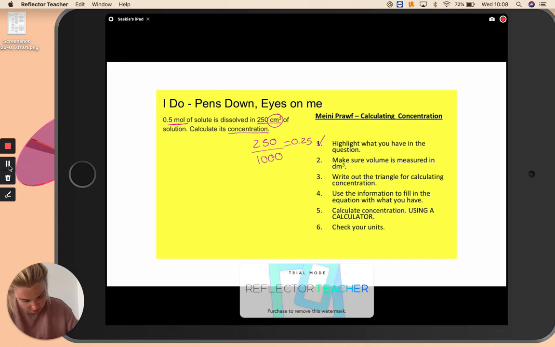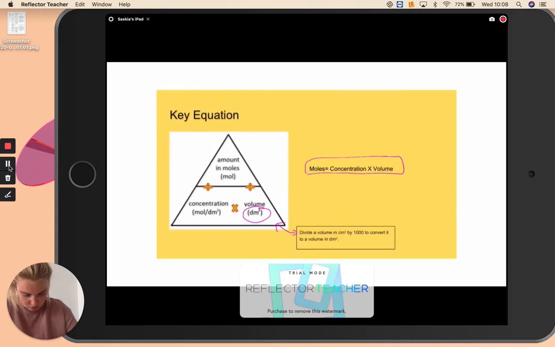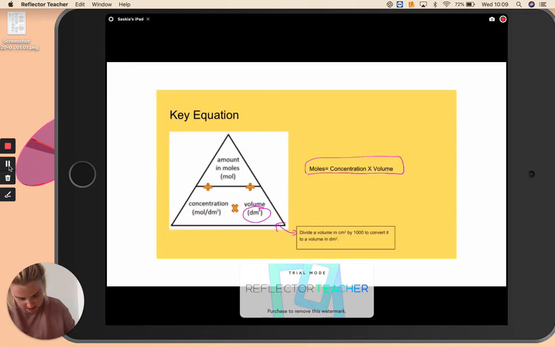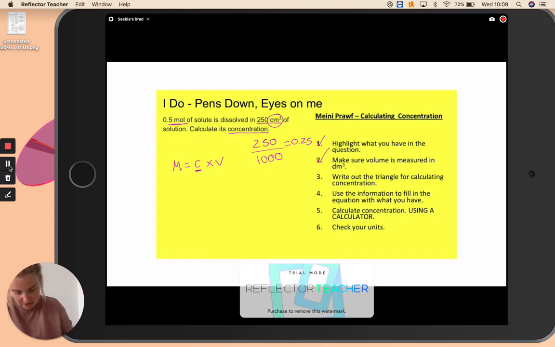So I've made sure my volume is measured in decimetres cubed. Write out the triangle for calculating concentration, so if you wanted to go back and look at it. I think I might just use the equation because it's a nice easy equation. So moles equals concentration times volume. So we want to calculate concentration. So obviously I could use the triangle, cover up concentration, so it'd be moles divided by volume. Obviously we're quite good mathematicians now, so we might just want to rearrange it.